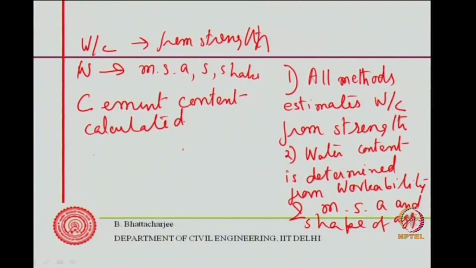Only the next thing is to determine the coarse aggregate to fine aggregate ratio. That is determined differently by different methods. So, most of the methods determine water cement ratio from strength, water content from MSA, slump, shape of the aggregate, then you can calculate out cement content, and coarse to fine ratio is calculated differently by different methods. So, the diagram that we showed in the very first class related to the general mix design procedure, that is how it follows.